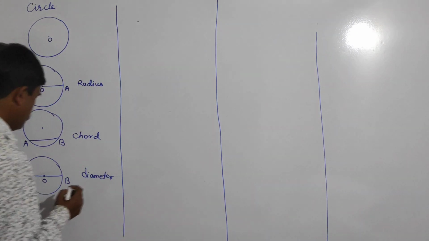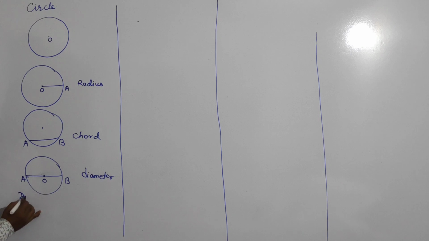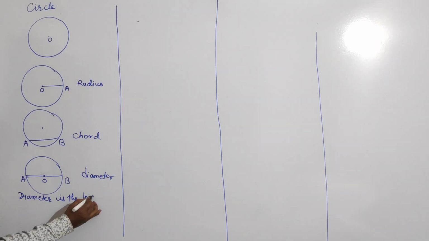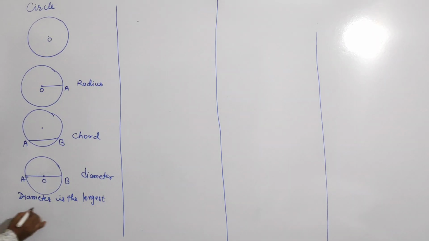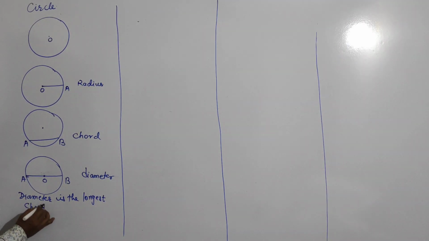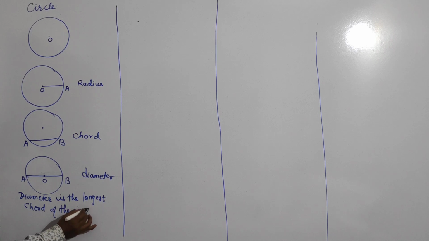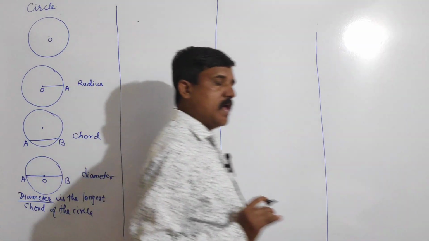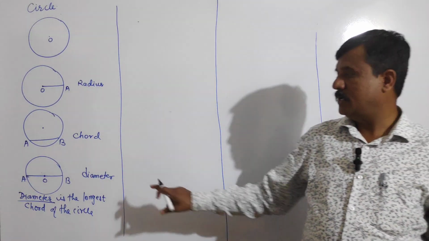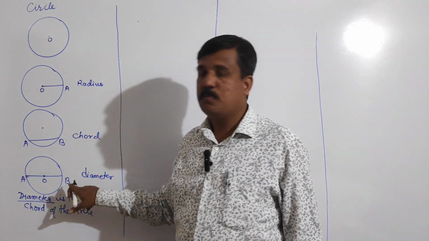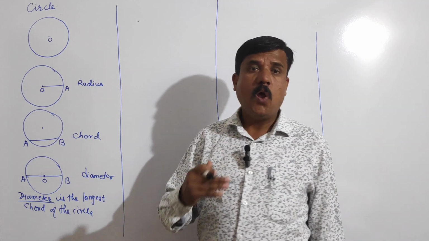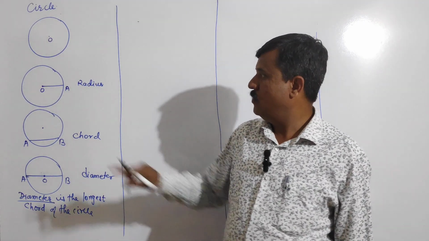So what can you say? Diameter is the longest chord of the circle. So AB is nothing but the diameter, and the diameter is the longest chord of the circle.